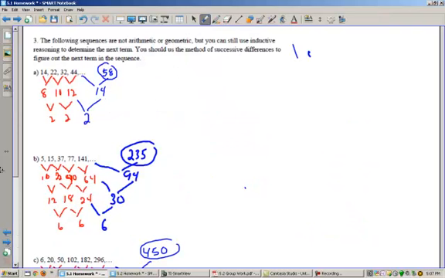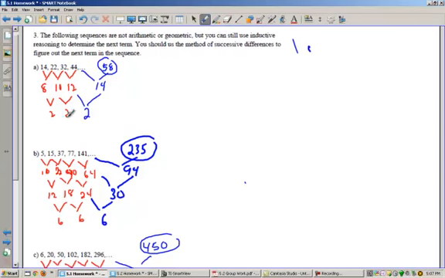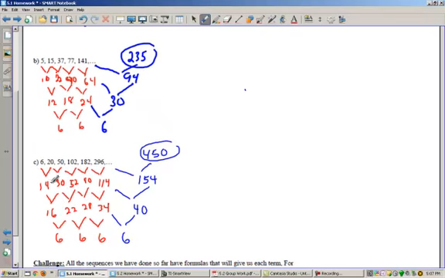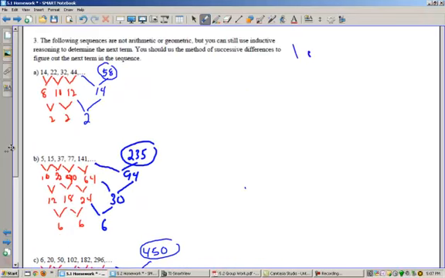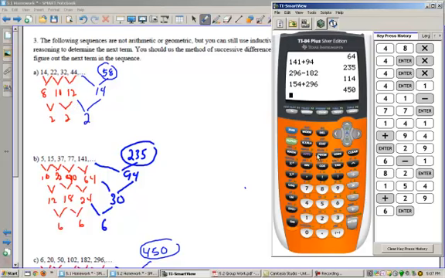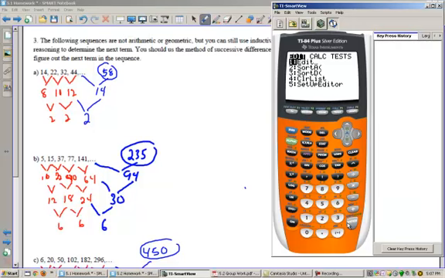On the back page, you might not know this, but these are actually special sequences, right? The idea is that this can be modeled by a quadratic formula. This can be modeled by actually a cubic formula, and same with this one. So to find formulas for these, just for fun, what we can do with our calculator, you can hit the stat button, and you can hit enter.